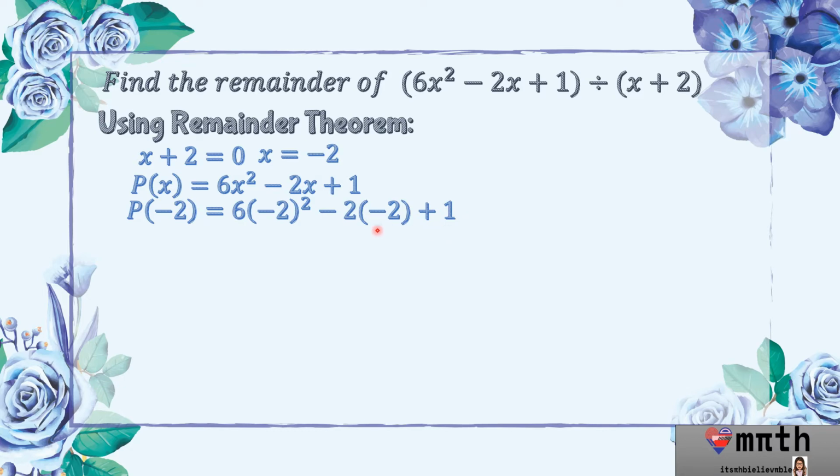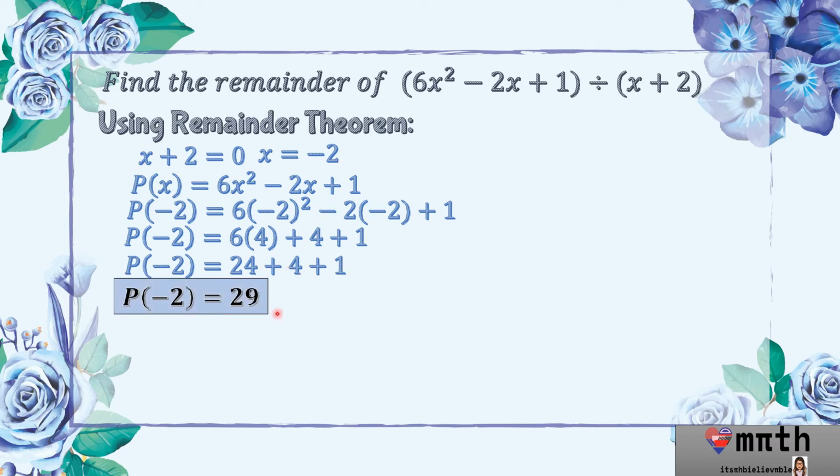From here, we can simplify with the exponent first, which is negative 2 raised to 2, which will be negative 2 times negative 2, that is equal to 4. And negative 2 times negative 2, which is equal to 4 also. So that will be 6 times 4, plus 4, plus 1. 6 times 4 is equal to 24, and 24 plus 4 is 28, plus 1, and that will be equal to 29. Therefore, our remainder will be equal to 29.